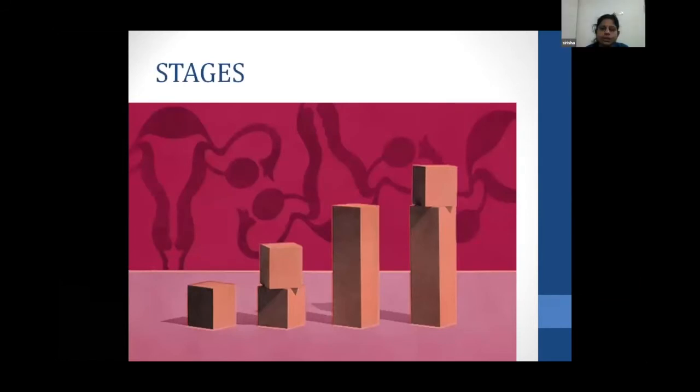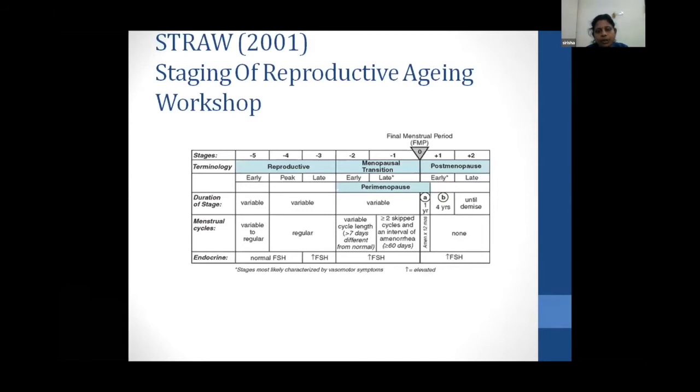So how is the staging done? It's done for reproductive aging also. The first staging of reproductive aging workshop, the STRAW, was done in 2001, where the importance was given to the menstrual cycles and the abnormalities in the menstrual cycles, where the early and the late premenopausal transition were divided depending on the menstrual cycle length. Raised FSH was also included in this STRAW criteria, where the increase in FSH was found from the late reproductive age to the menopausal transition.